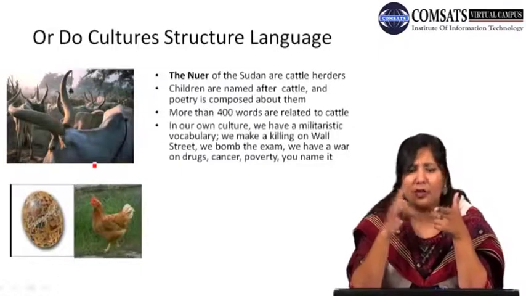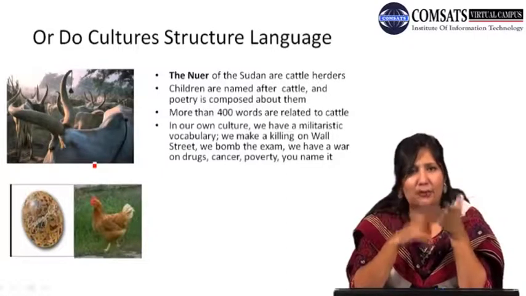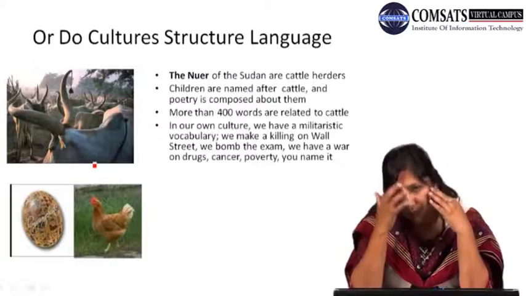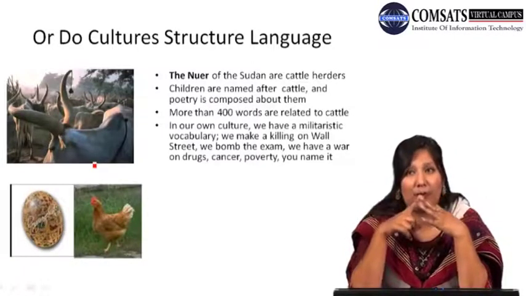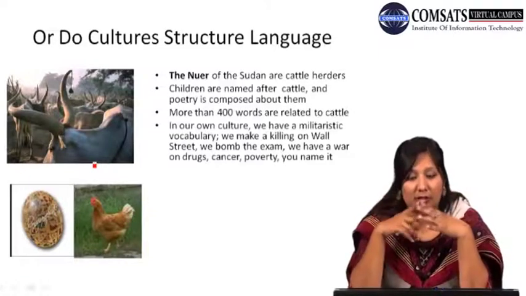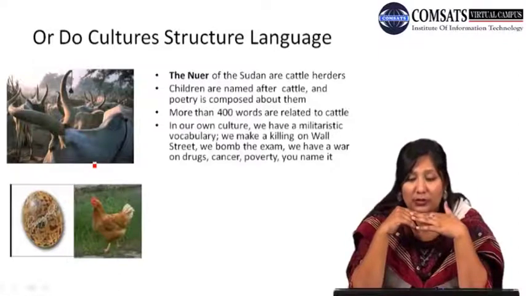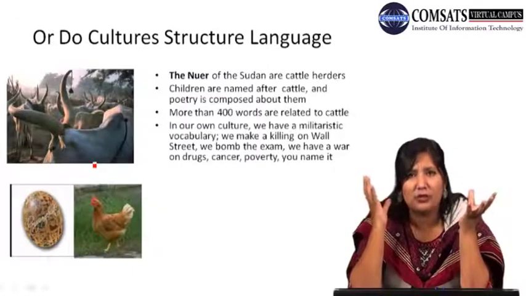Suicide bombers, target killing, there is murder, there is violence, there is shelling, there is bombing. There are thousands of words. I cannot even recall many of them right now. So this is what I was talking about, our culture. We make a killing on Wall Street, we bomb the exams, we have a war on drugs, cancer, poverty, and there are, you know, thousands of issues.